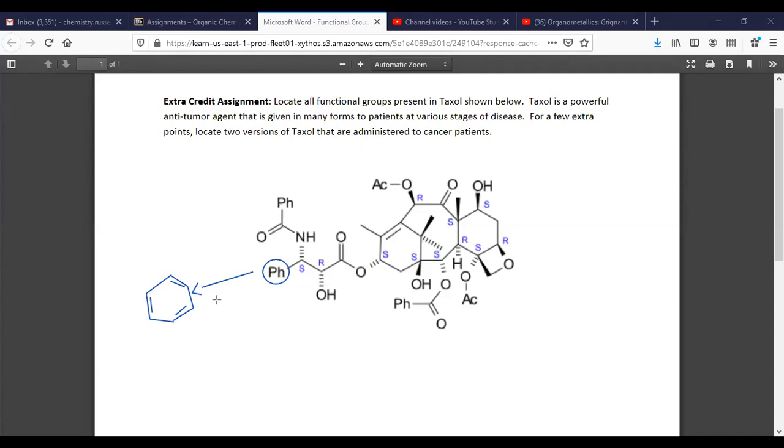So how many Ph groups are in here? 1, 2, is that right? Yes, sir. 3. Okay? So you've got 3 aromatics. All right, I'm gonna put some lunch on the line in a second.